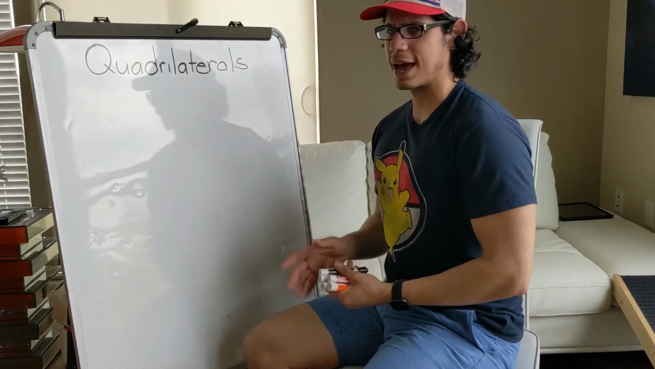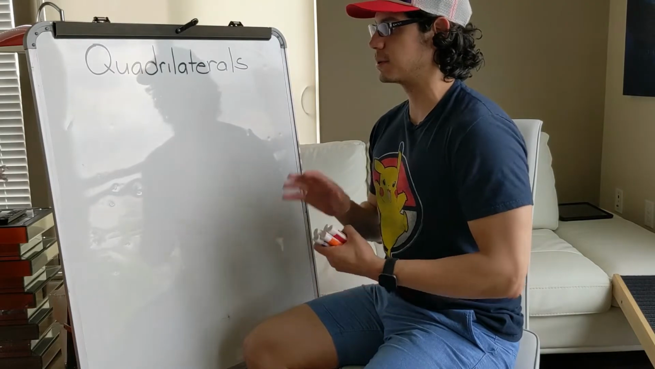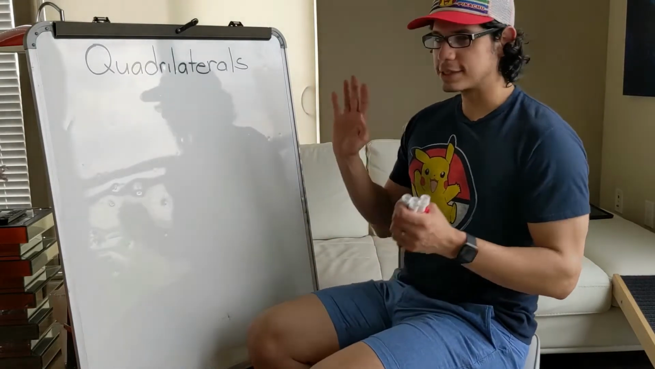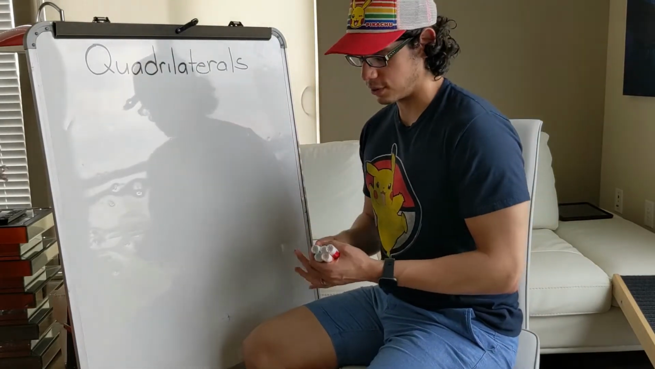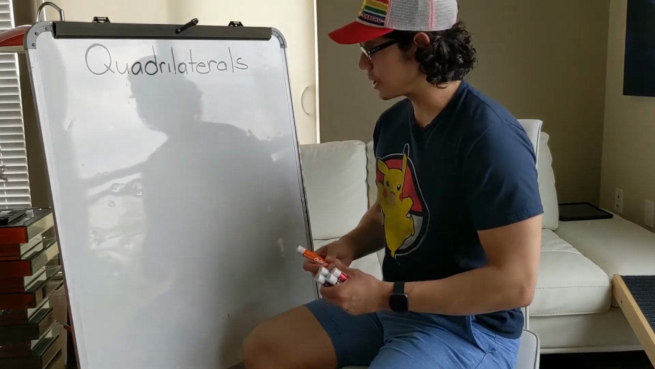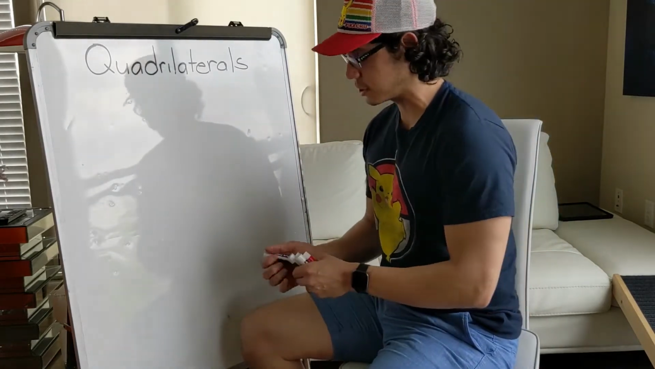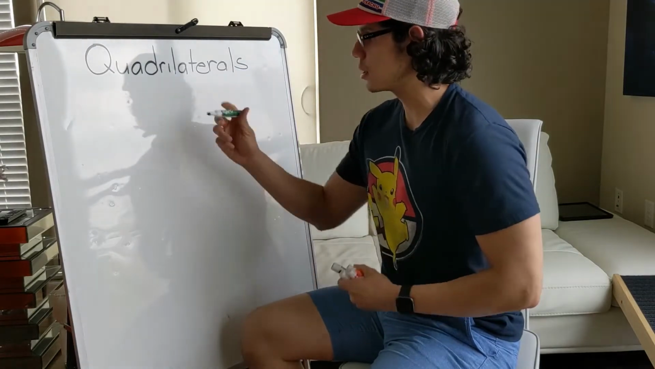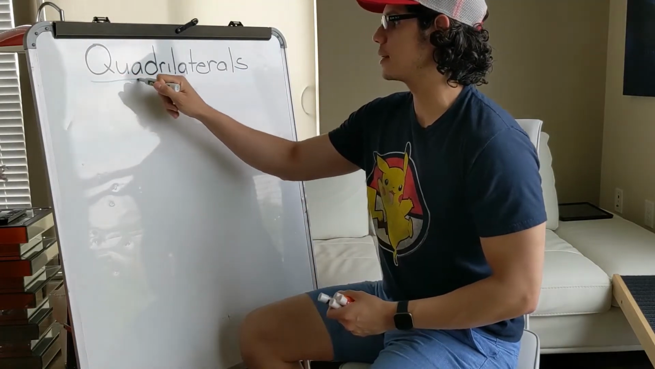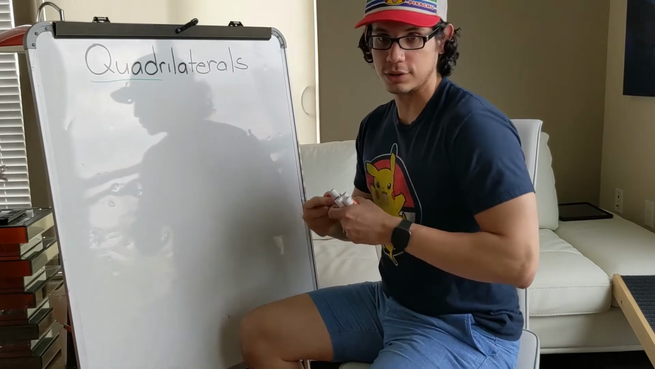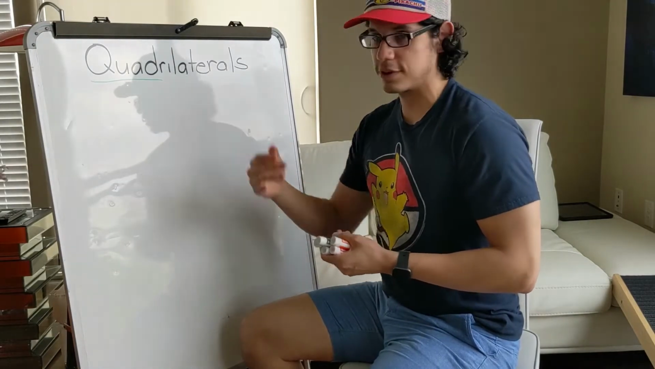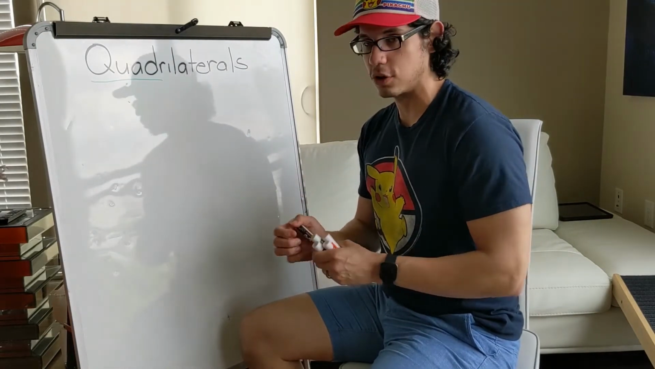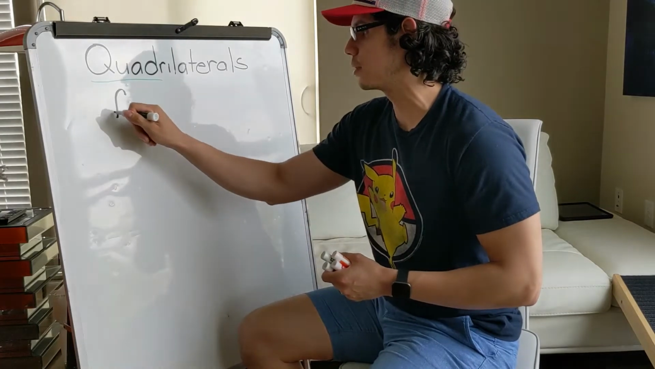So quadrilaterals are special kinds of shapes. Let's break this word down to see what it really means. We have the prefix quad right here. Let's see, I'm going to use green. Quad means 4. So whenever you see this prefix quad, you're going to know that it means 4.